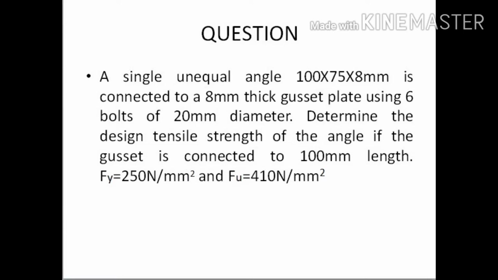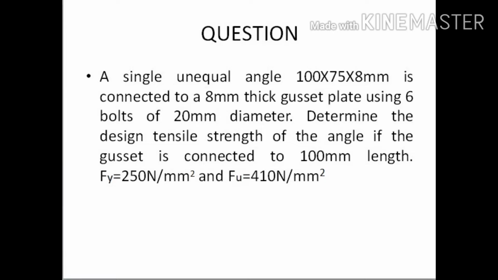So in the question it is specified that this is a single unequal angle and its size is 100 by 75 by 8 mm, and the thickness of the gusset plate is given as 8 mm and there are 6 bolts of 20 mm diameter. So if the diameter of the bolt is 20 mm, what will be the diameter of the bolt hole? Bolt hole will be equal to 20 plus 2, 22 mm.